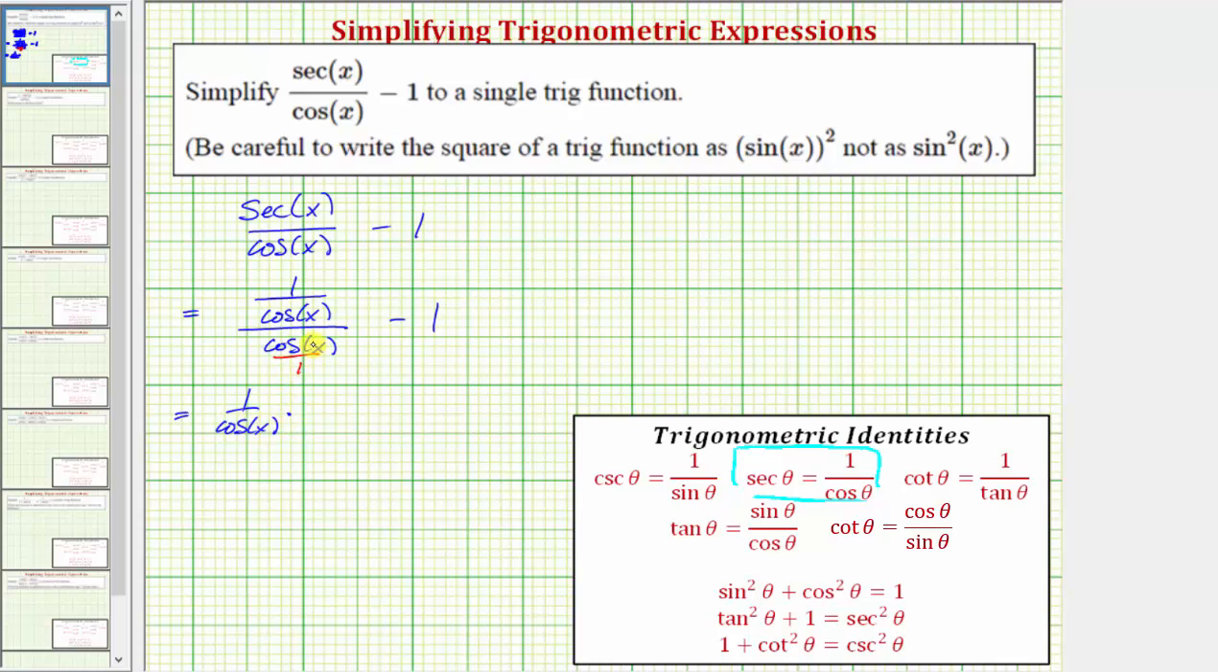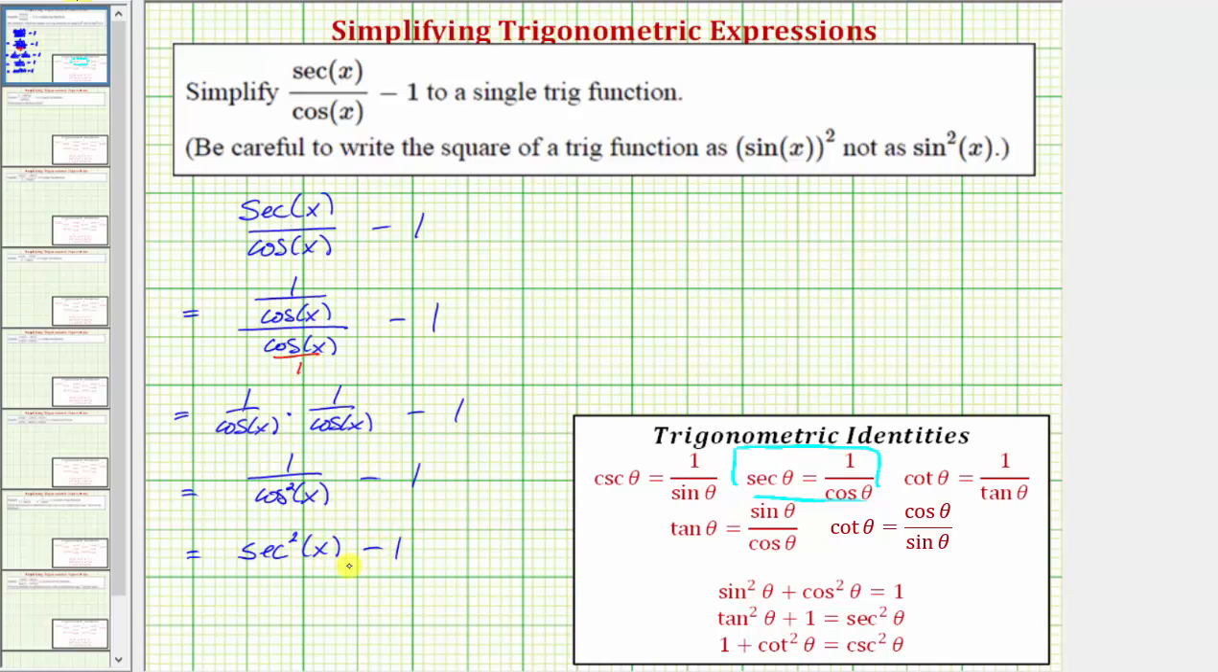So this expression is equal to 1 over cosine x times the reciprocal of cosine x, again, is 1 over cosine x minus 1. Now multiplying the fractions, we have 1 over cosine x times cosine x is cosine squared x minus 1. And because 1 over cosine theta is equal to secant theta, 1 over cosine squared x is equal to secant squared x. So this is equal to secant squared x minus 1.